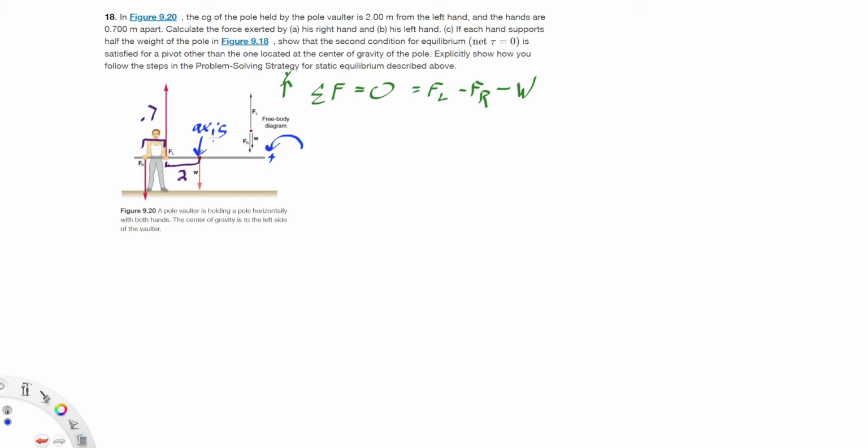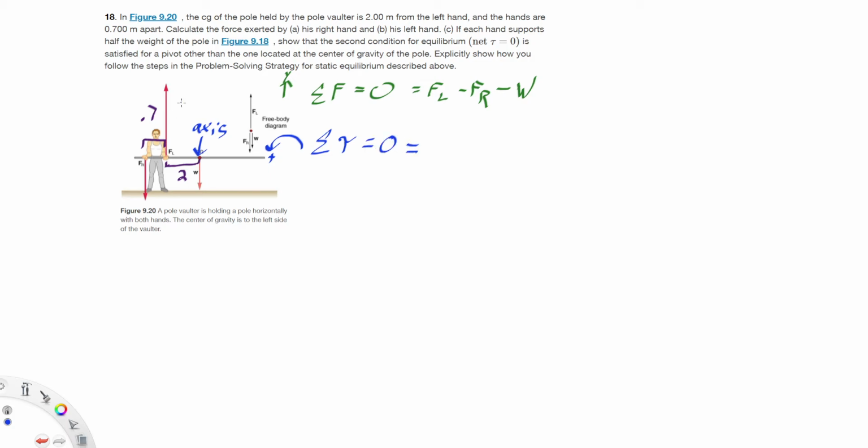So Yusuf, it won't change your answer to put the axis of rotation at different spots. What it will do is make the algebra more convenient. So with the axis defined at the center of gravity, which is a great choice, if the pole is steady, it's not moving, that means it's also not rotating. If it's not rotating, then the sum of torques has got to be 0.